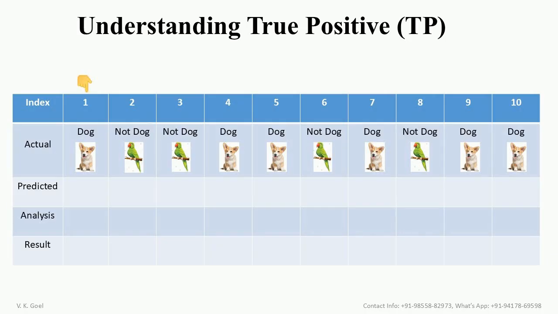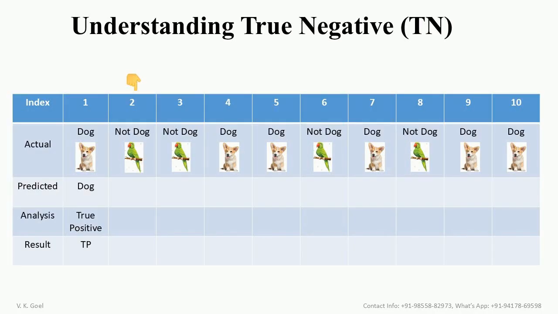Now, let's first understand true positive, that is, TP. Consider case number 1. In actual, it's the dog image, and say it is truly predicted as dog. As it's true and is positive as well, we can call it true positive, that is TP.